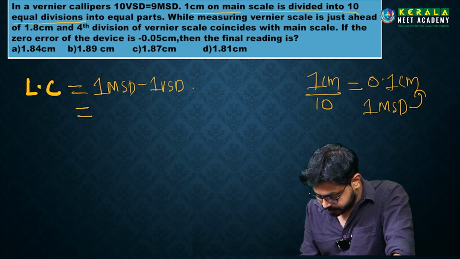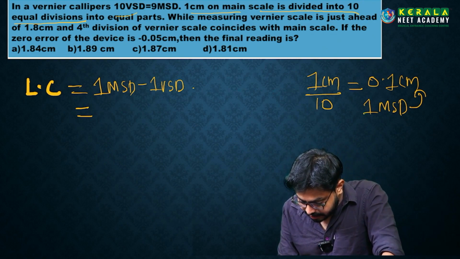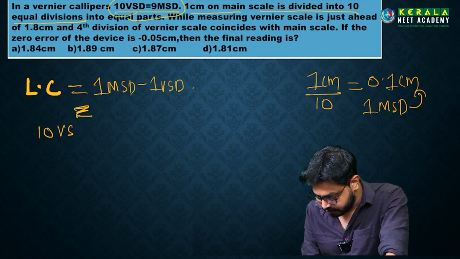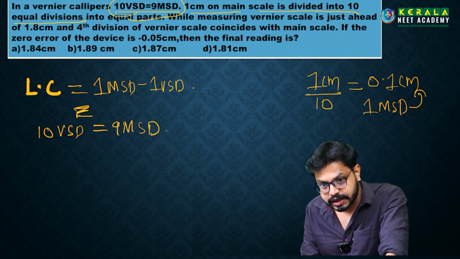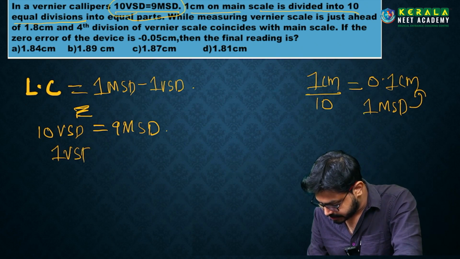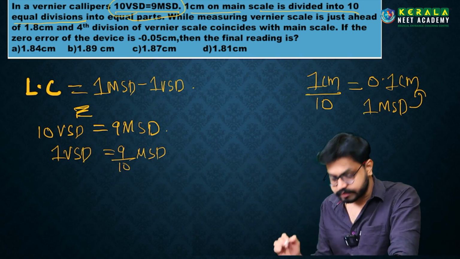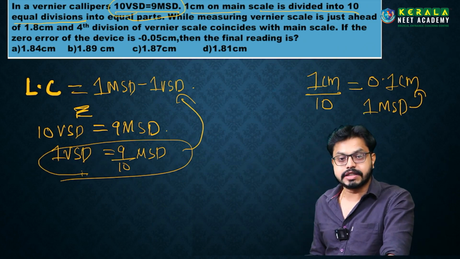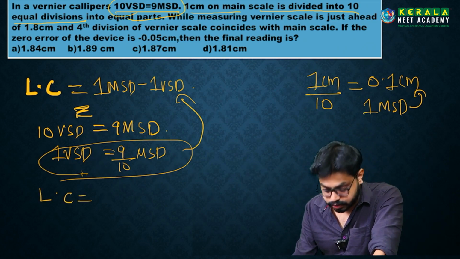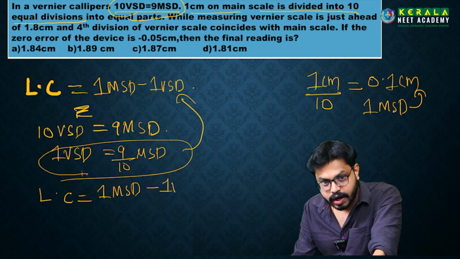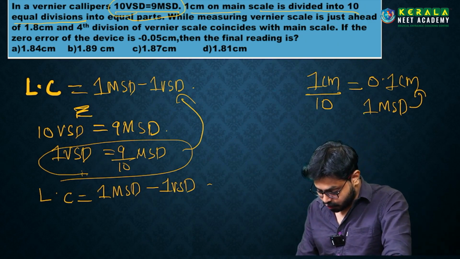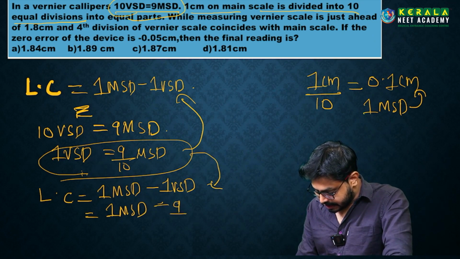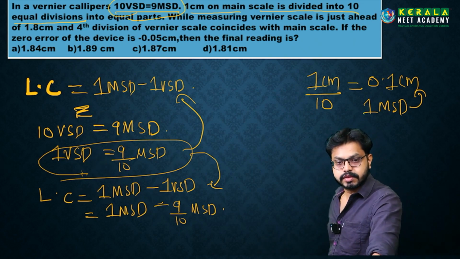But for VSD, a relation is given here: 10 VSD is equal to 9 MSD. Then what is 1 VSD? 1 VSD is equal to 9 by 10 MSD. Clear? Then you can put that into the least count equation. Least count is equal to 1 MSD minus 1 VSD. So 1 MSD minus, 1 VSD is 9 by 10 MSD. So what is the answer?